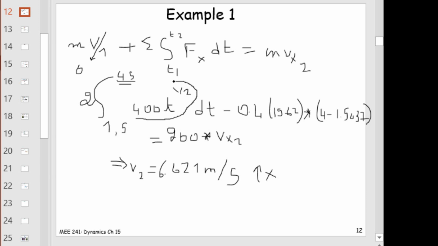So you can do the integration by yourself. In fact, what is the integration of 400 t to the power 1 over 2? It's 400 t to the power 3 over 2 over 3 over 2. So that's it.